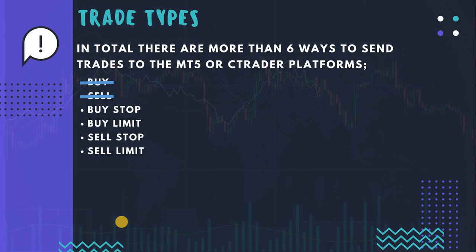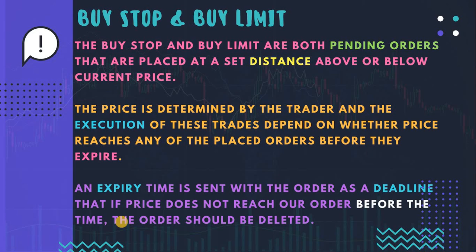In total, there are more than 6 ways to send trades to the MT5 or CTrader platforms. You have the buy and the sell, then you have the buy stop, the buy limit, the sell stop, and the sell limit. The buy stop and the buy limit are both pending orders that are placed at a set distance above or below current price. The price is determined by the trader, and the execution of these trades depends on whether price reaches any of the placed orders before they expire. An expiry time is sent with the order as a deadline, so that if price does not touch our order before the time, the order should be deleted.